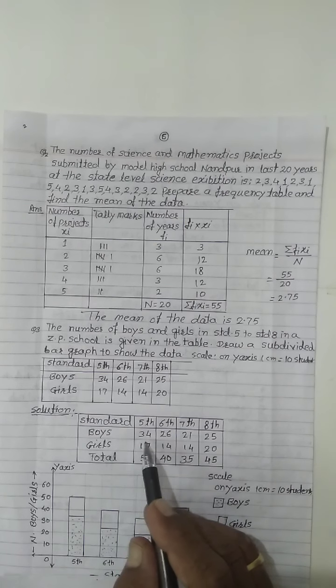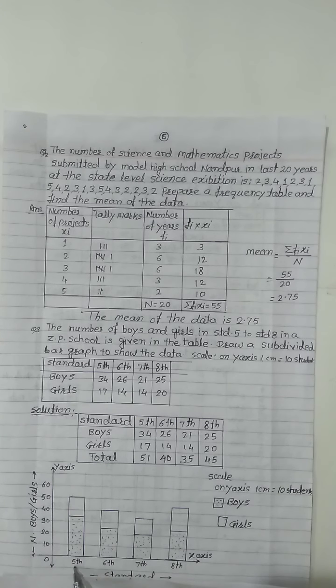Then we must represent the boys and girls. The boys are 34 in the first bar. So 0, 10, 20, 30, and above 30 we count 4 small lines. So we get 34, and this 34 is shaded. Boys are shaded and girls are not shaded in this single bar. So we can divide this bar into two parts, and we say this is the representation of a subdivided bar diagram.